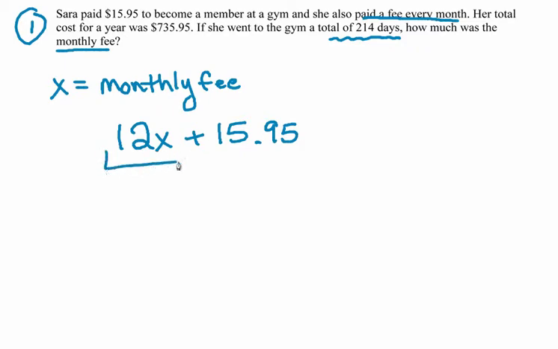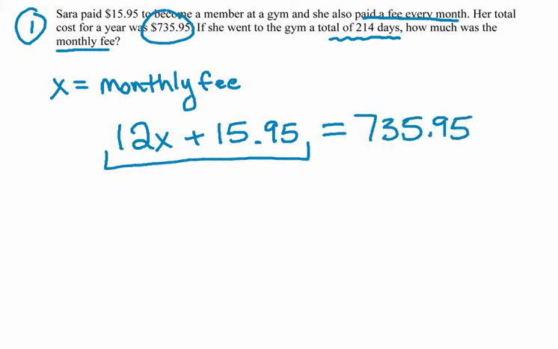This 12 times the monthly fee plus the $15.95 she paid originally is how much she paid for the whole year. Well, we know that that's equal to her total cost for the year, $735.95. So from here, we can solve this for x, that monthly fee.